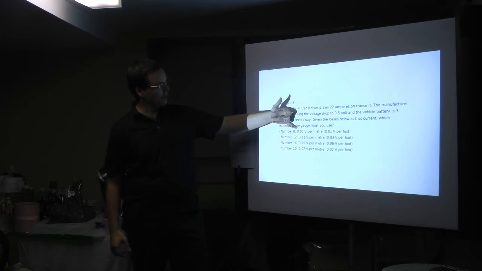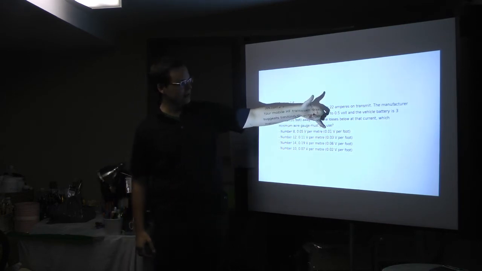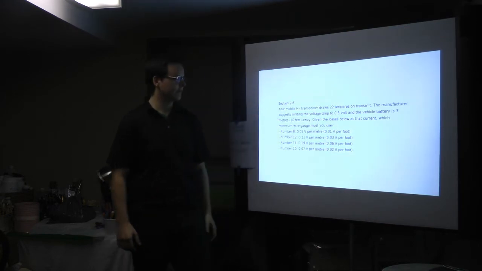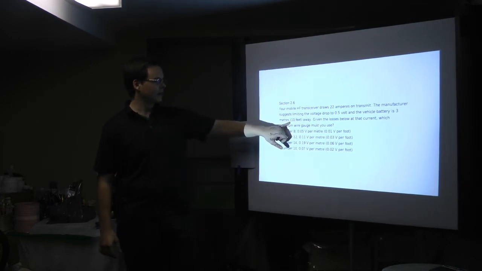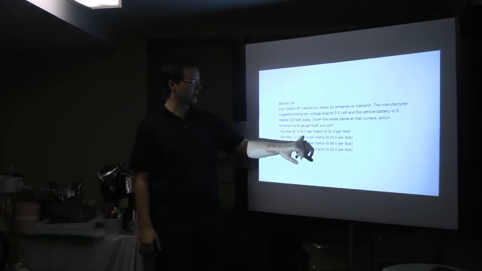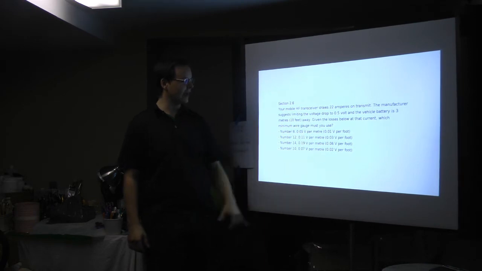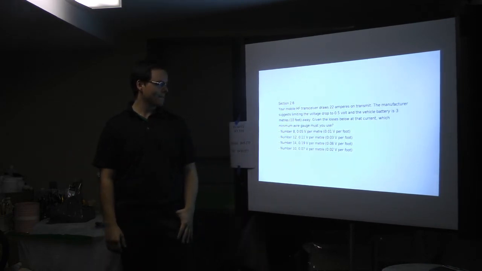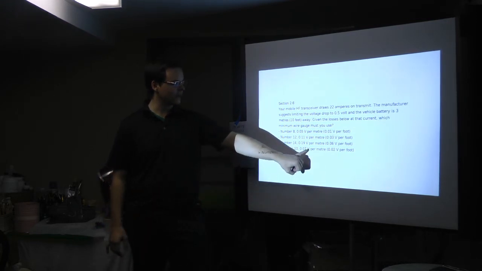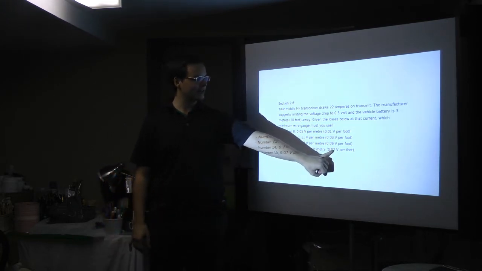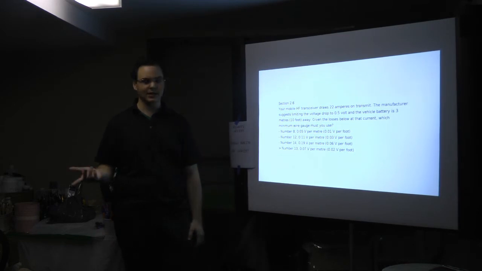So we've got 0.5 volts per meter, 0.01 volts per foot. We have to go 10 feet. The first thing to do is go to the answer. Okay, so it's 10 gauge, which gives us 0.07 volts per meter, or 0.02 volts per foot. Next slide.